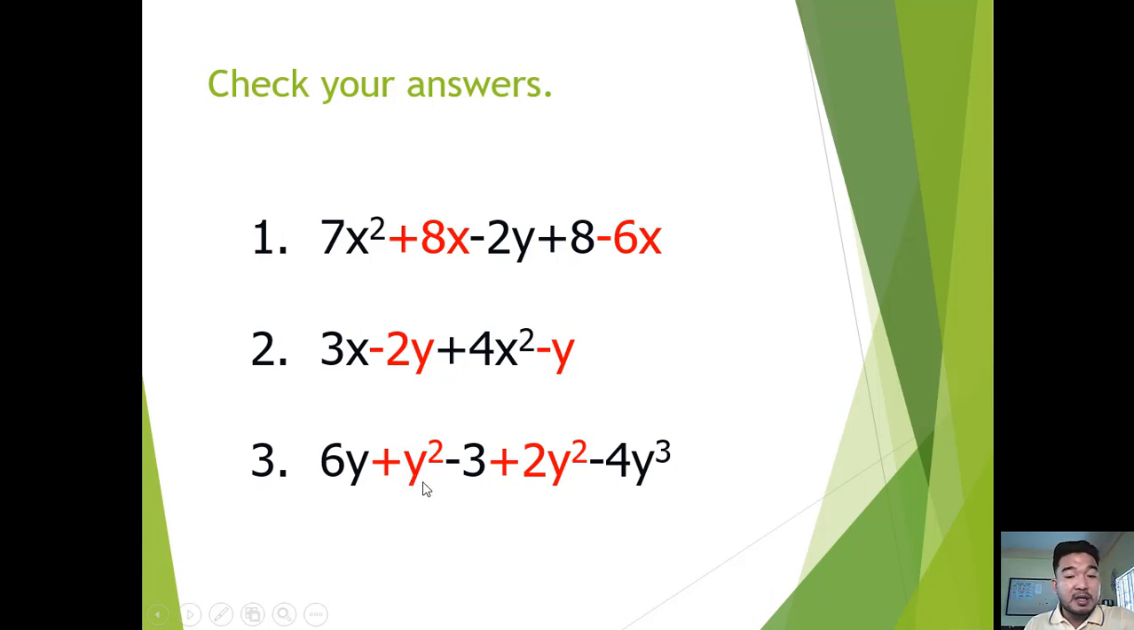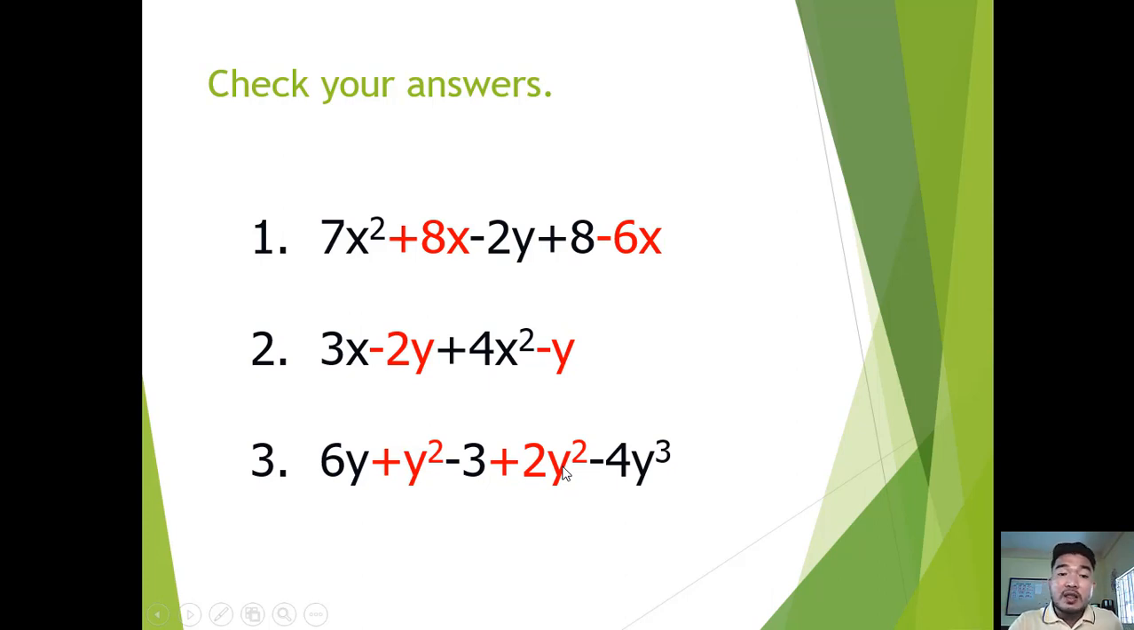For problem number 3, we have y squared plus 2y squared. The numerical coefficient here is positive 1, and the numerical coefficient of 2y squared is positive 2. We add 1 and 2, so the sum is equal to 3. Simplifying y squared plus 2y squared is equal to 3y squared.